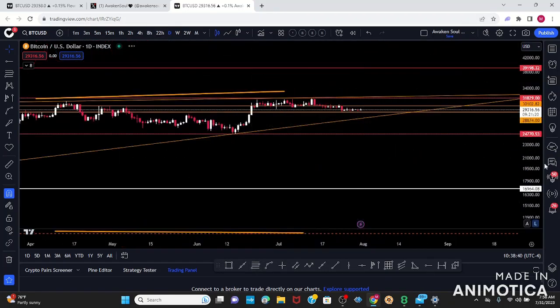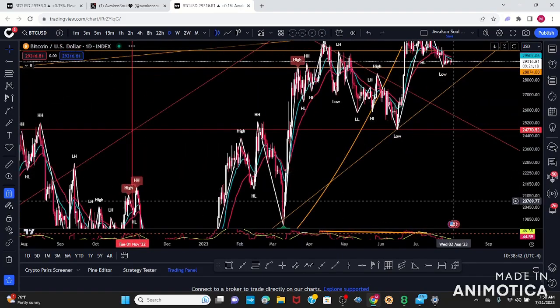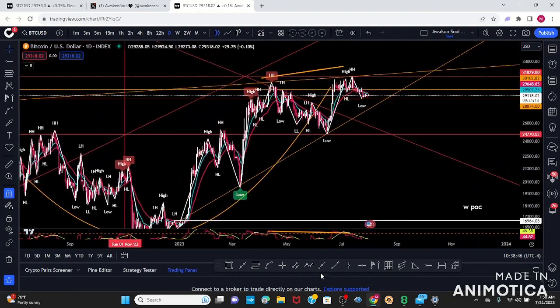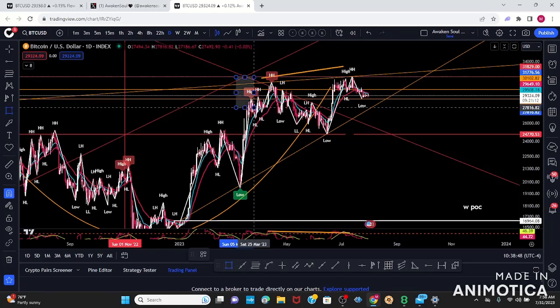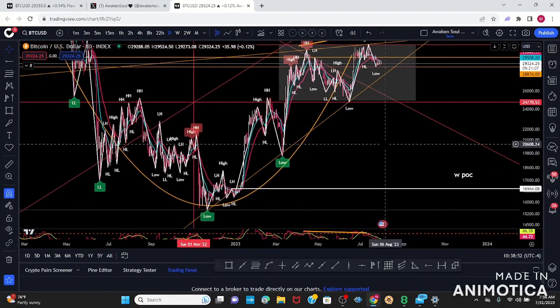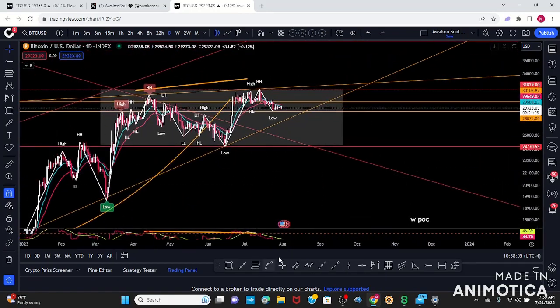Okay, let's go back to the daily. So on the daily, remember what I said, a contraction phase is a sideways movement. And like I've shown before, this itself is a sideways movement, right? It's within the same range. So this contraction phase is going to give us a nice POC. This will be our daily POC.